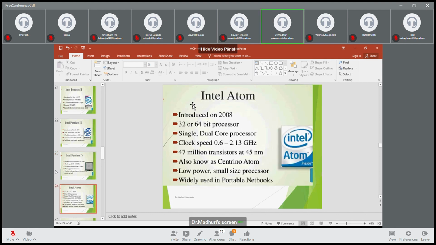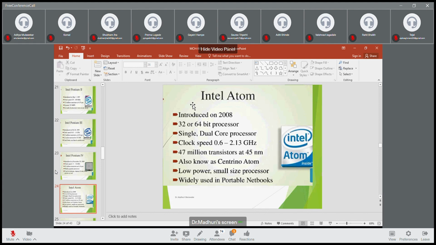Then Intel Atom. Does anybody know about the Atom? Yes, anybody? Ma'am, it was mainly created for mobile phones or mini laptops, like the server.